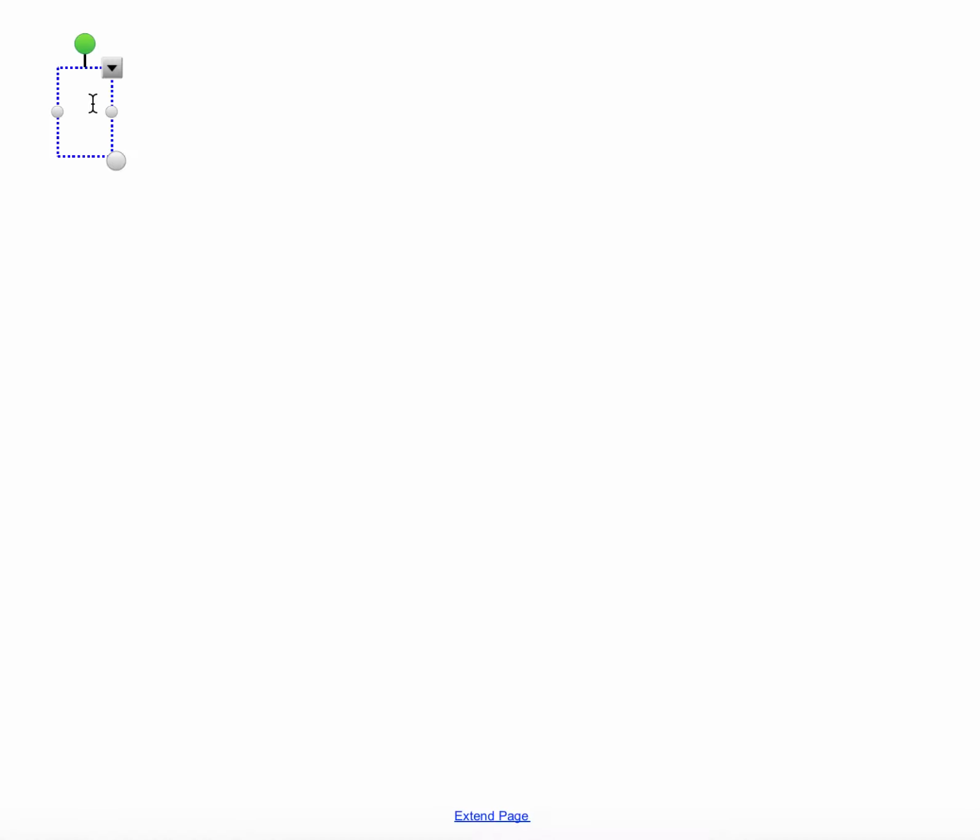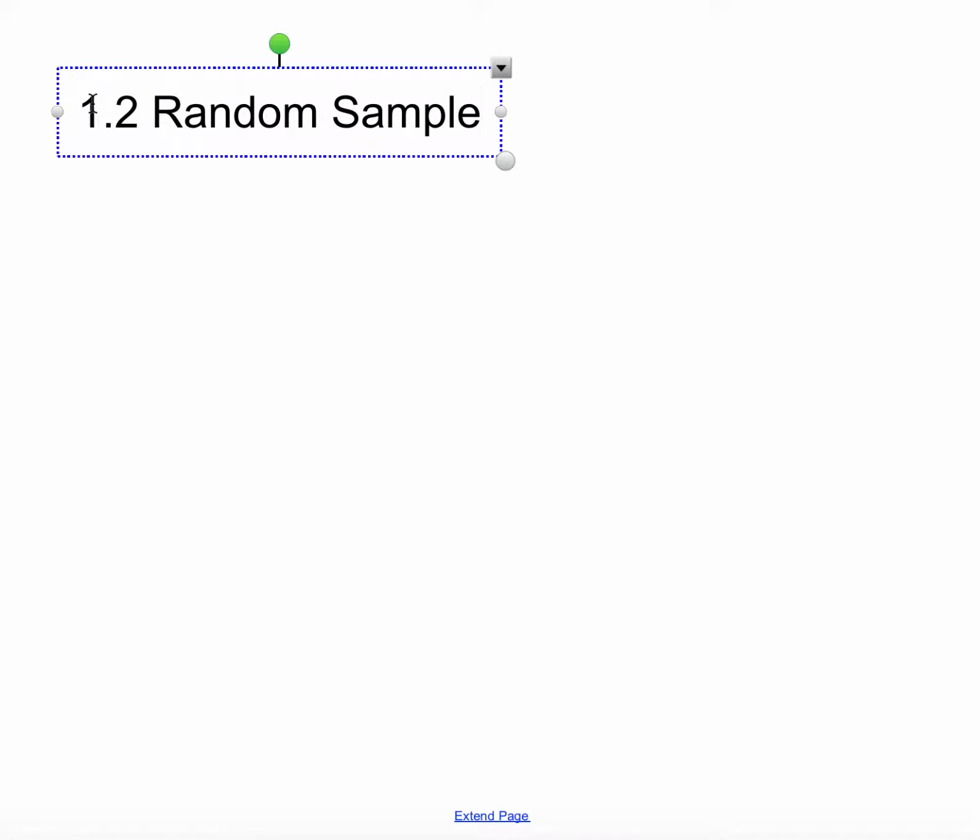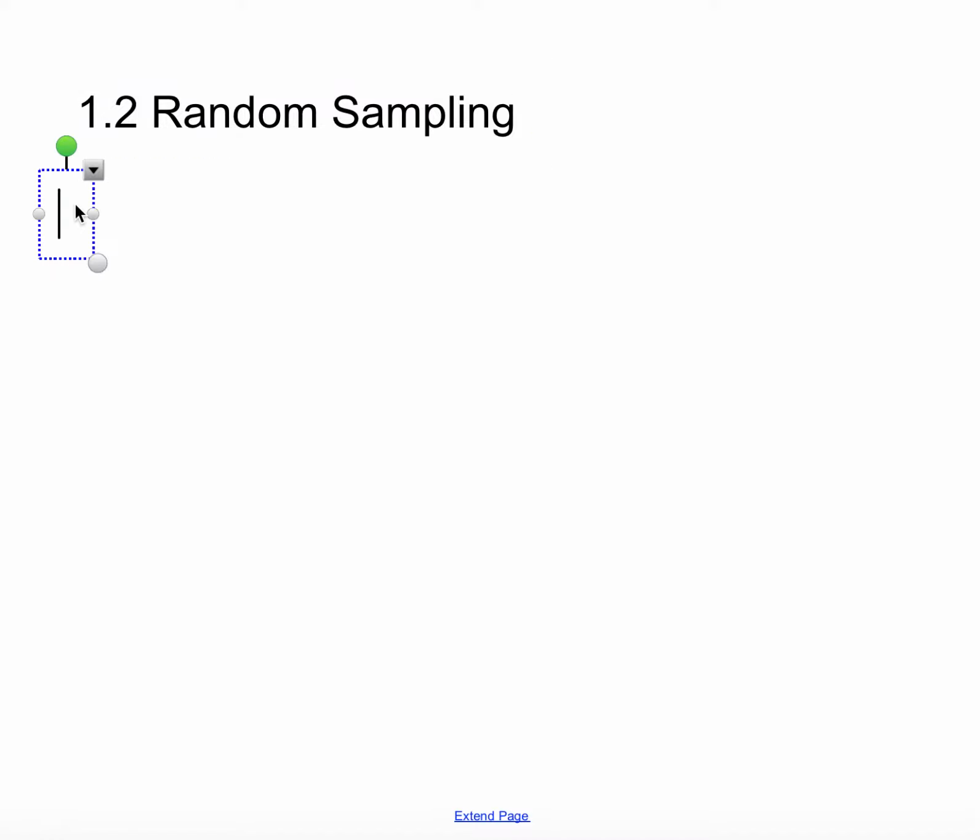Now we're going to talk about how we do sampling. Section 1.2 talks about random sampling. Actually, it shouldn't just be random sampling, because there are other types of samples. So we're going to first talk about something called a simple random sample.